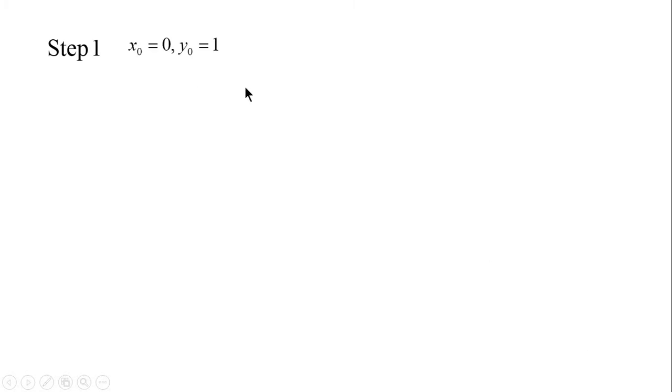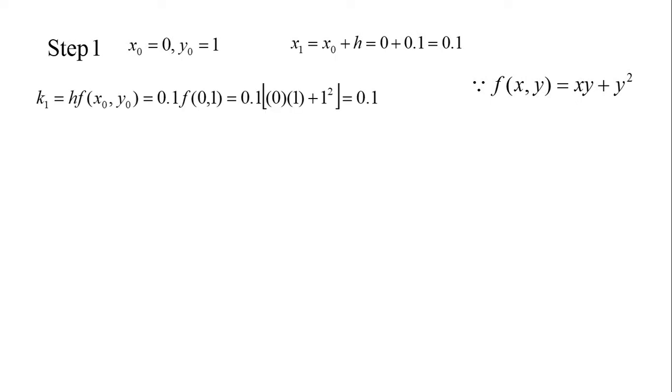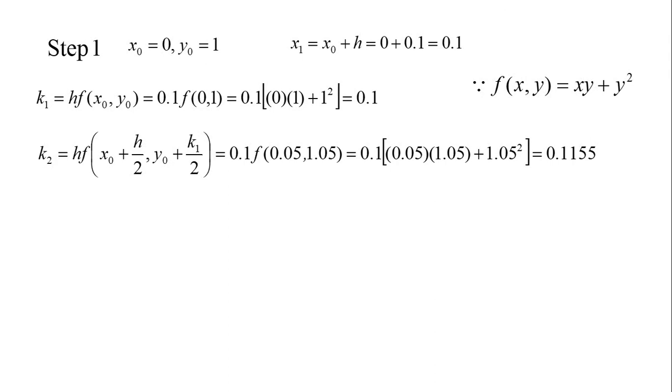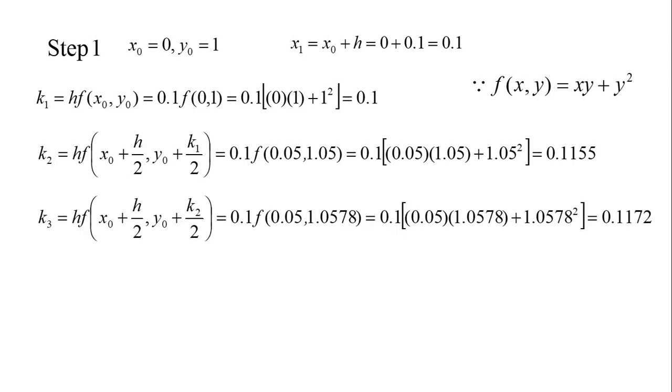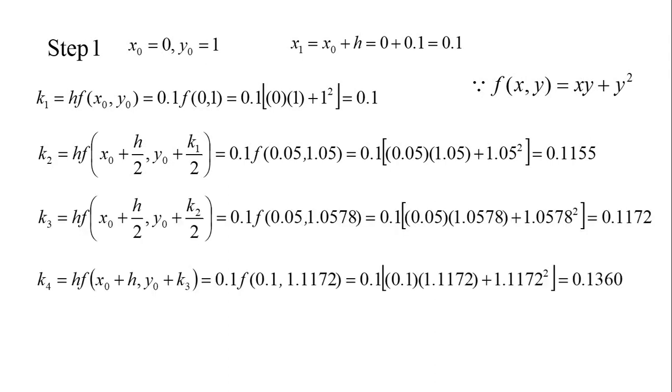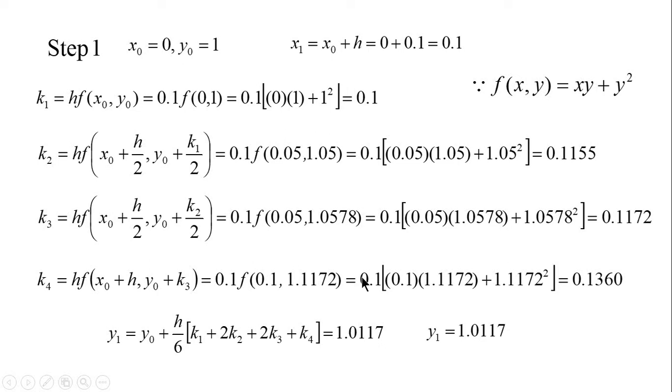You know these are the initial values. We can find x1 using these values. x1 is x0 plus h, and we know our function is xy plus y square. For Runge-Kutta method we have to find k1, k2, k3, k4. We know the formulas for k1, k2, k3, k4. After finding all k1, k2, k3, k4, let us find y1. So we got this value. So in this step I have obtained x1 and y1.